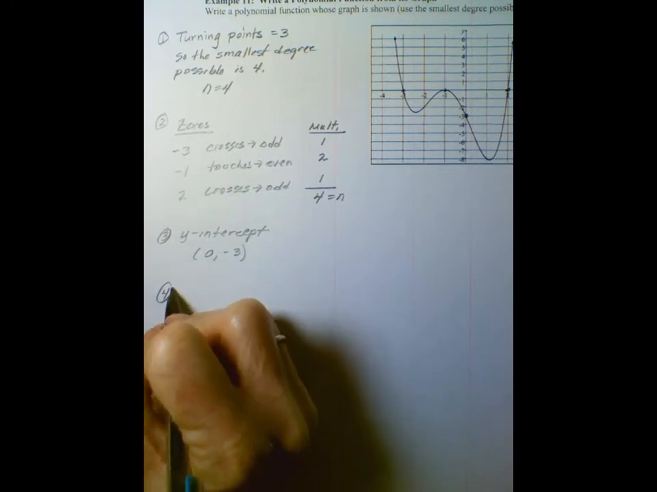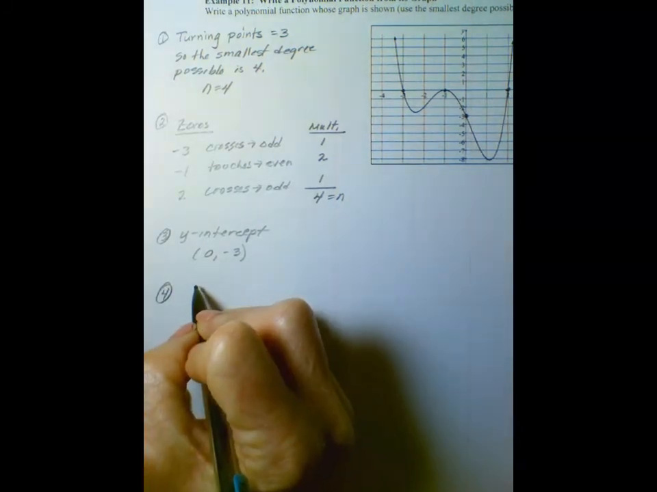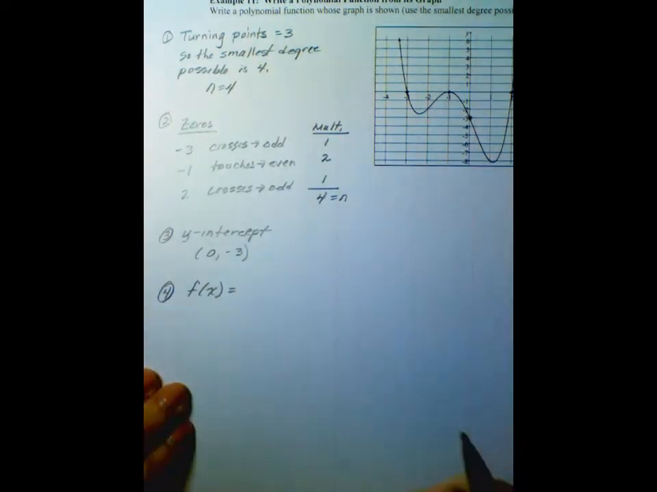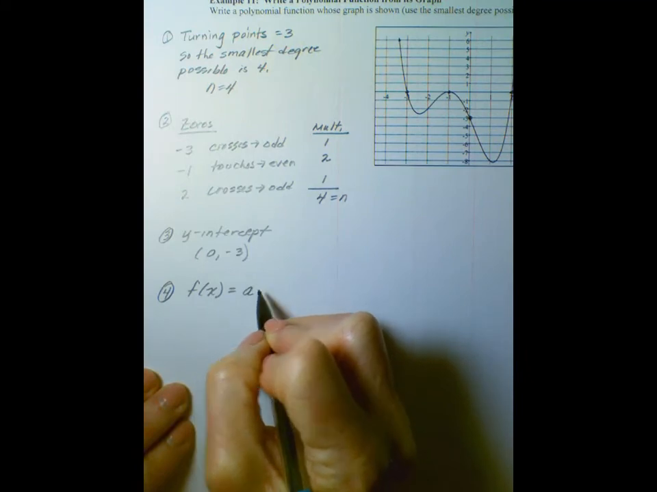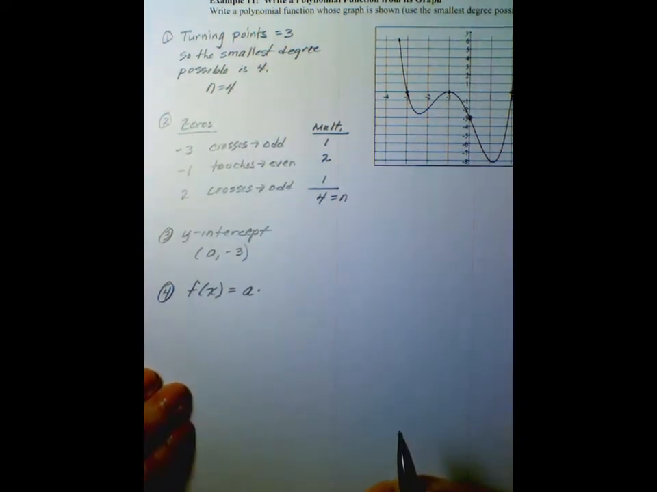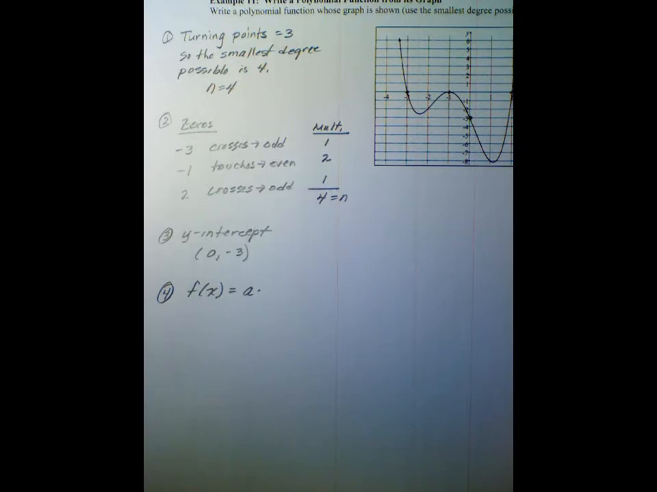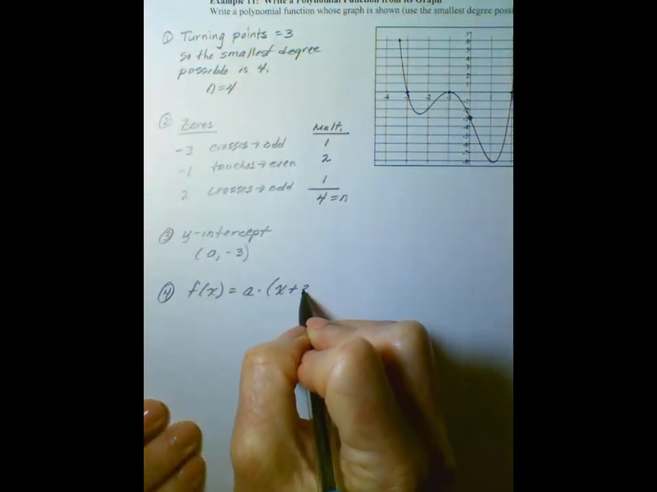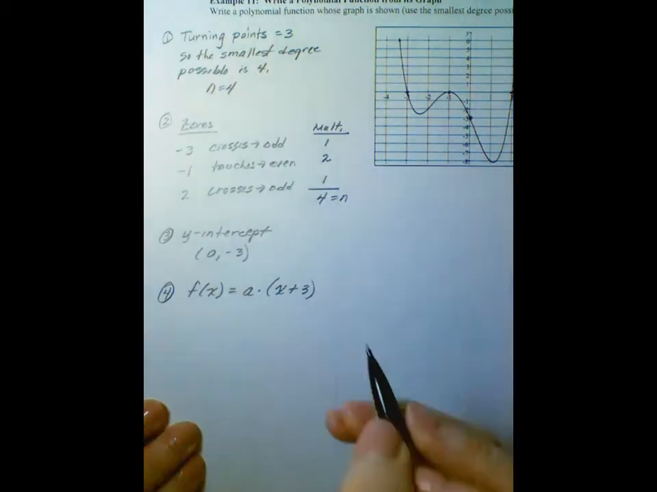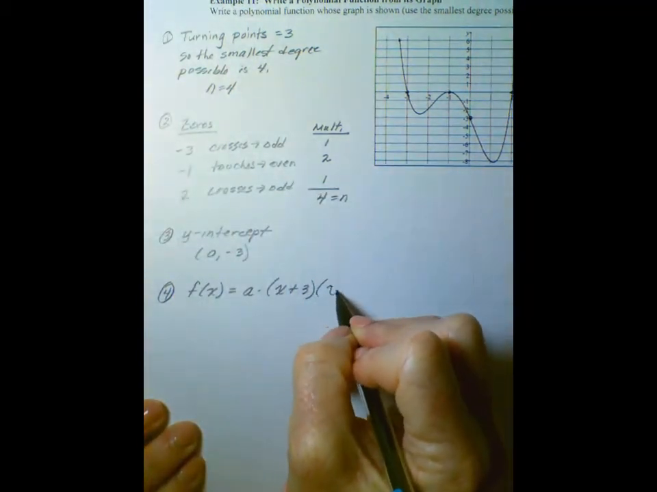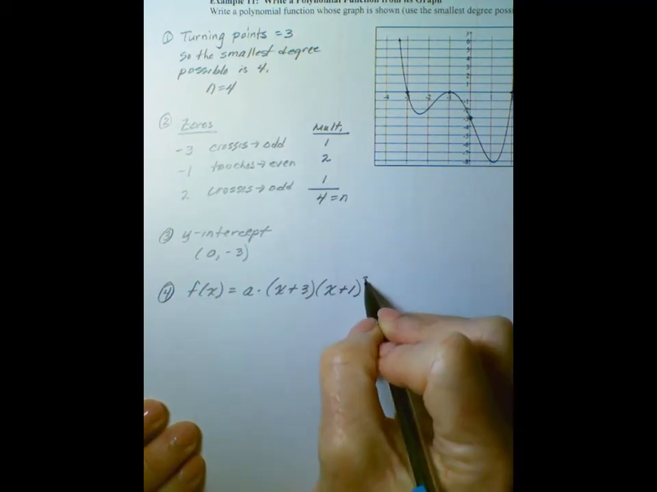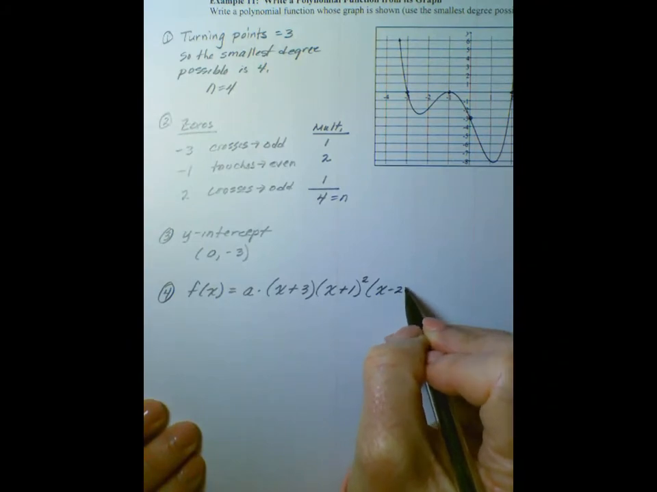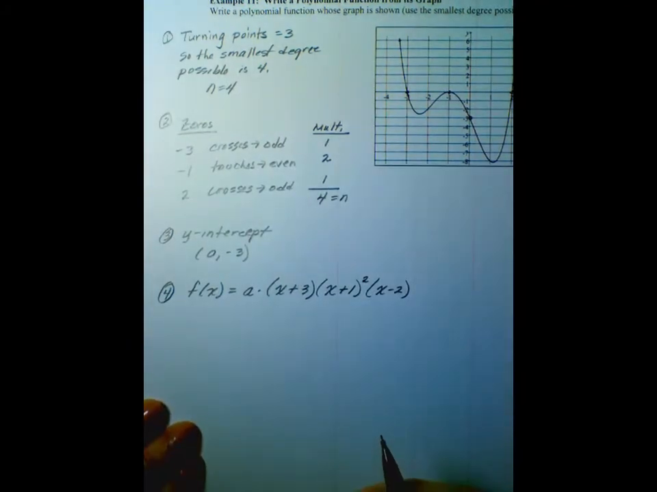So now in step 4, let's start writing our function. We know it's going to be f of x equals some leading coefficient a, could be 1, but it could be something else, and we don't know what it is yet. So a, and now we'll use our zeros. If -3 is a 0, then x plus 3 is a factor, and its multiplicity is 1. If -1 is a 0, then x plus 1 is a factor, its multiplicity is 2. And if 2 is a 0, then x minus 2 is a factor, and its multiplicity is 1.